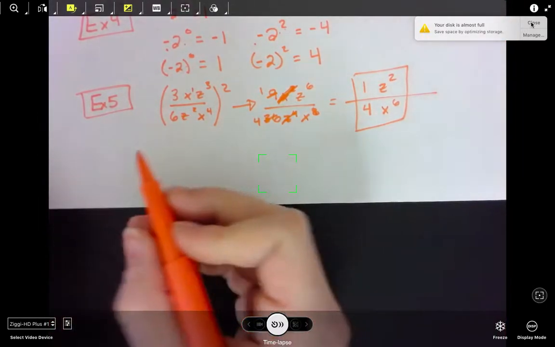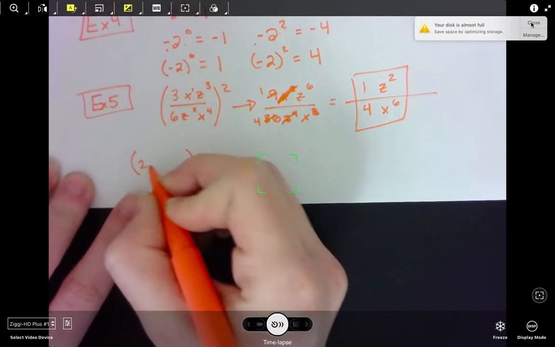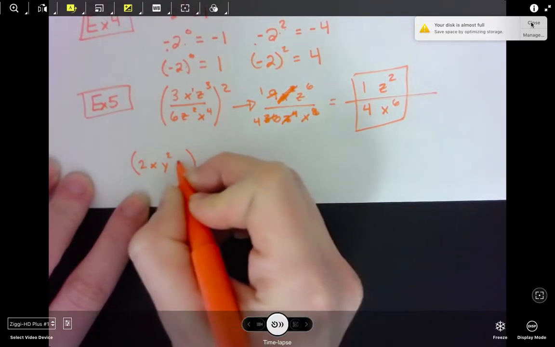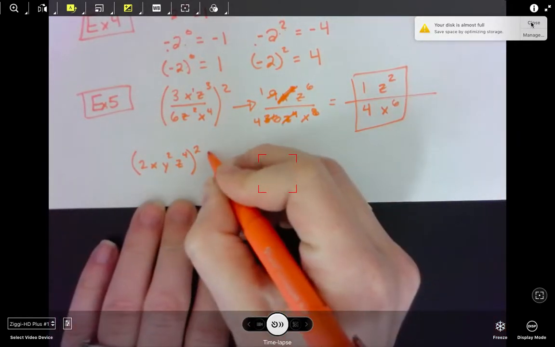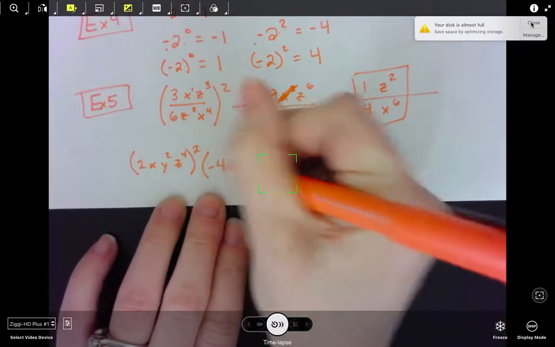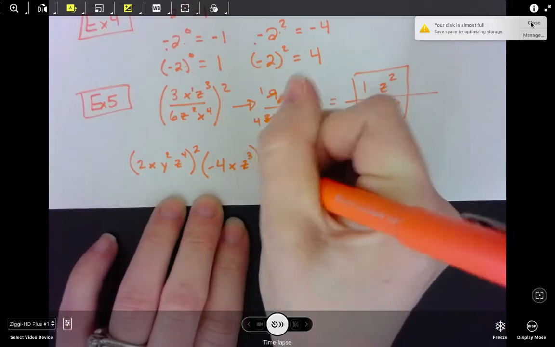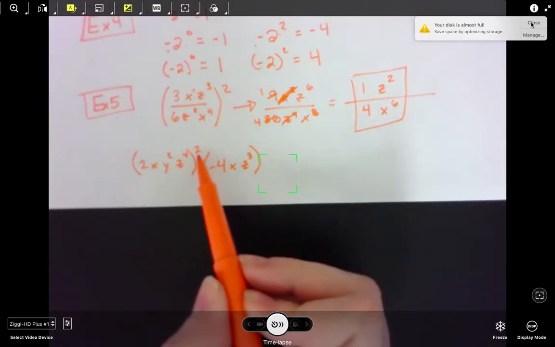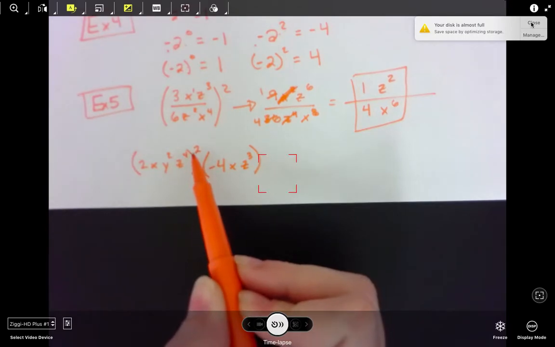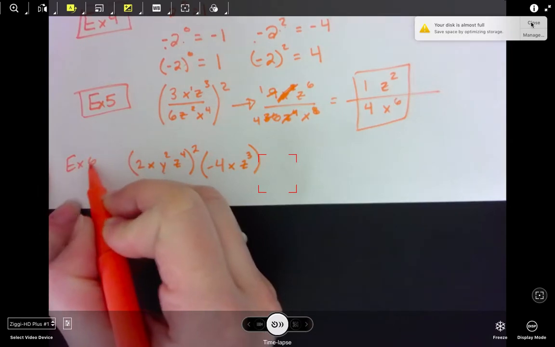combine some things. So let's say that I have 2x y to the 2nd z to the 4th, and I have that squared, and then I'm multiplying by negative 4x z to the 3rd power. Let's say I'm doing that. Okay. So it's like, what part do I do first? You're going to always do the parentheses and exponents first. So that's the part of the PEMDAS. All right, this is example 6.